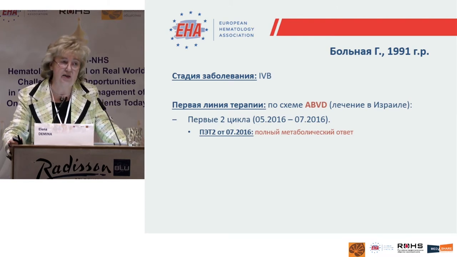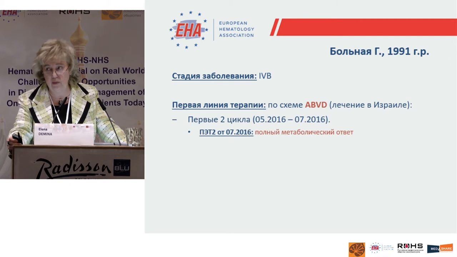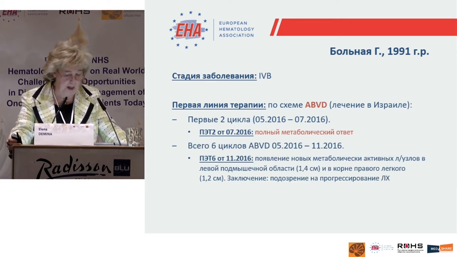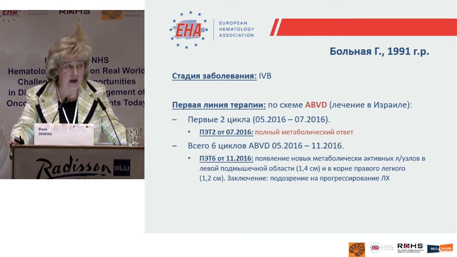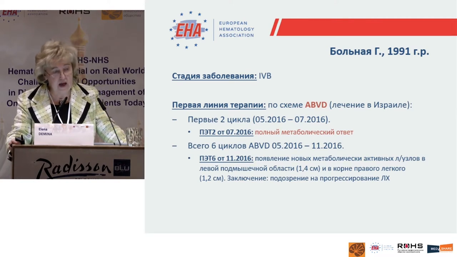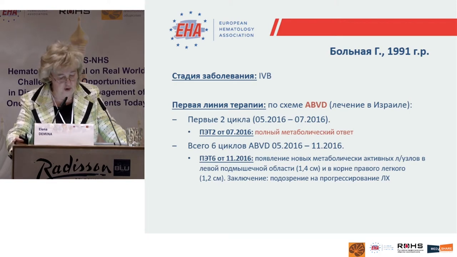И больной назначается химиотерапия по схеме АВВД. Проводятся два цикла, выполняется ПЭТ и констатируется полный метаболический ответ. Естественно, с таким результатом лечение продолжается по схеме АВВД до 6 циклов. Однако при контрольном ПЭТ после 6 цикла выявляется появление новых метаболически активных лимфоузлов в левой подмышечной области. Область та же, но узлы с другой локализацией в этой области. И узлы в корне правого легкого.